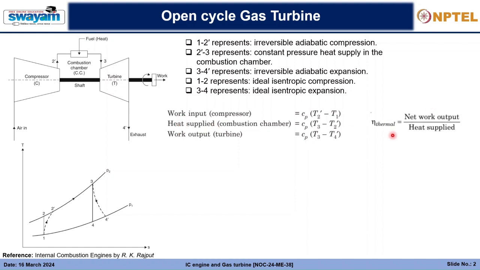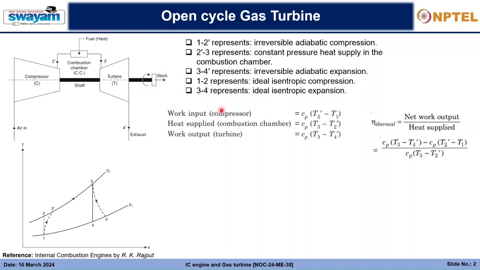Next, the thermal efficiency of the system is given by the net work output divided by the heat supplied. By net work output we mean the work output by the turbine minus the work input to the compressor, because the turbine is also meeting the demands of the compressor. Accordingly, the work that is coming out is not the entire work that is produced in the turbine.